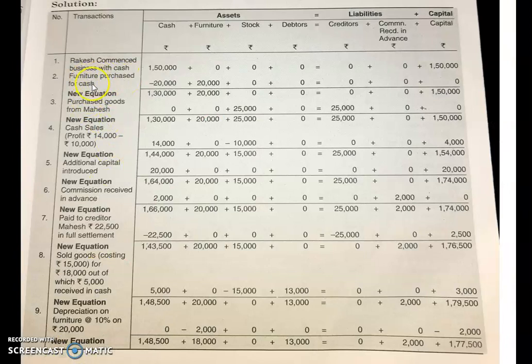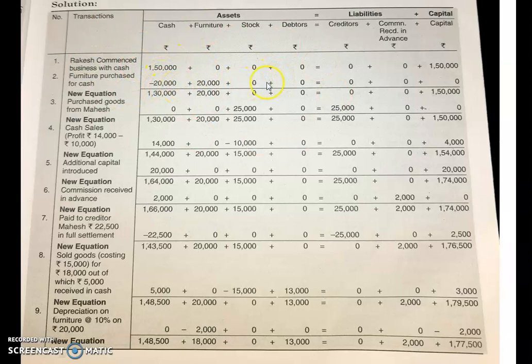When you purchase something, you have to give cash, isn't it? So your cash balance has reduced. In the question it is given that 20,000 is the amount you are spending to purchase this furniture. So from cash you reduce 20,000, and just on the right side of cash you can write furniture, and under furniture write 20,000. Your furniture is increasing, that's why plus, but your cash is decreasing, that's why minus 20,000.